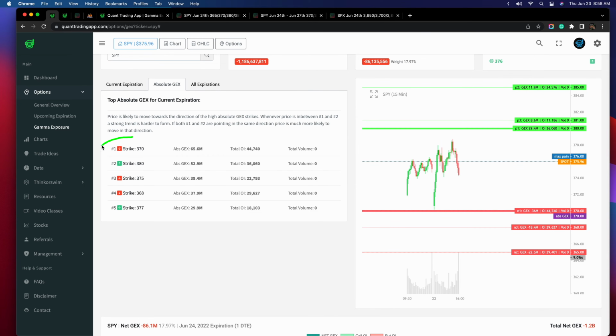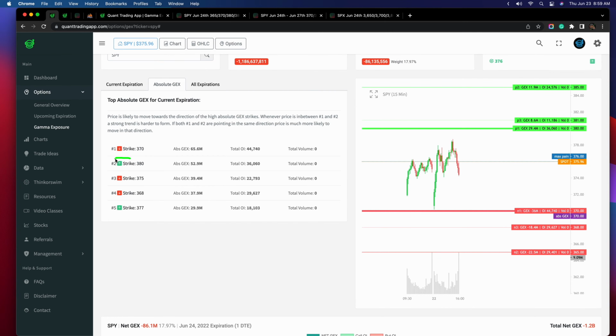Now when we are stuck in between two of the high gamma exposure strikes, we can see that the absolute gamma exposure between these two is not that far off. It's only about 10 million or so, 12, 13 million or so, and price being in between the two, essentially you can think of it like a tug of war, where price is just going to be bouncing between the two, and we can look at these two levels as a strong resistance or a strong support, but understanding that price wants to go towards one of them.